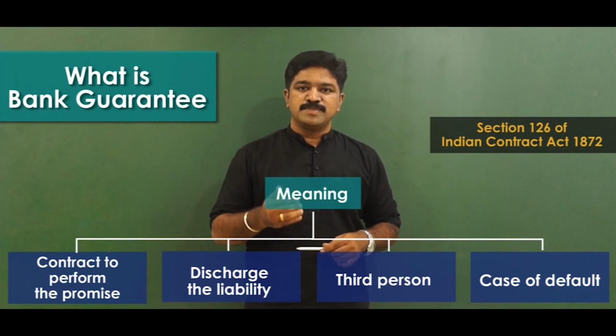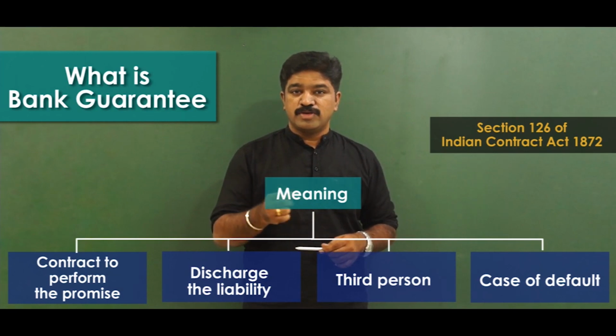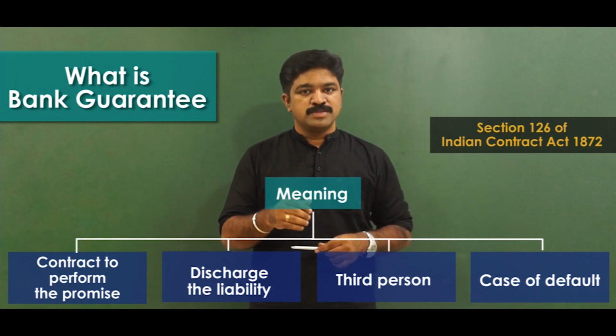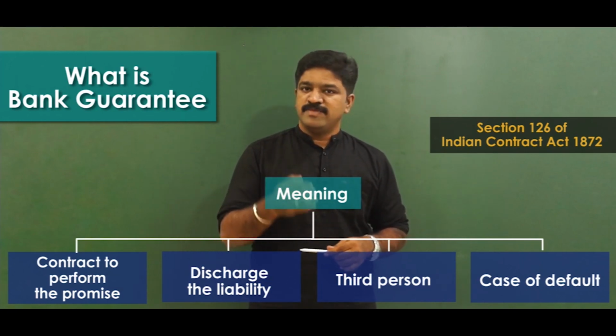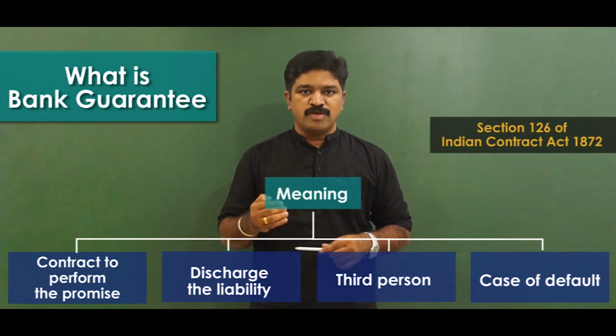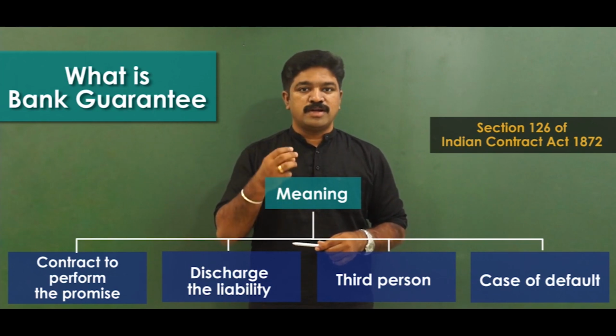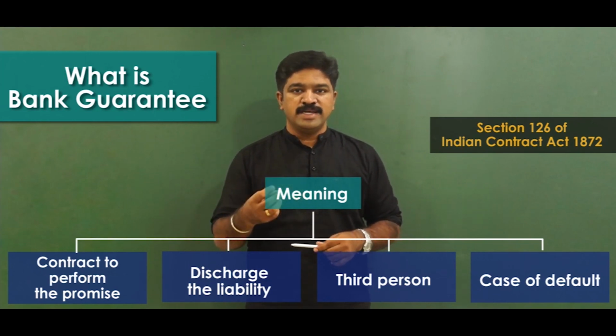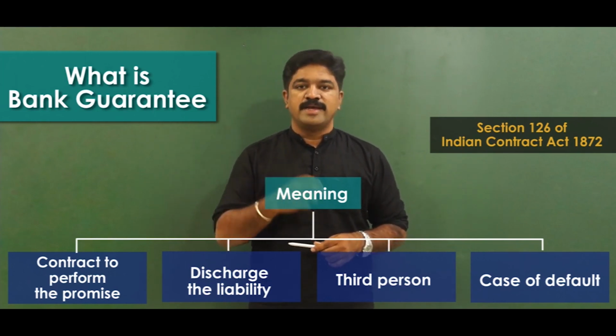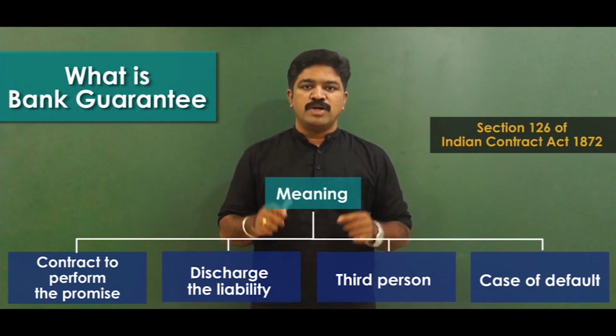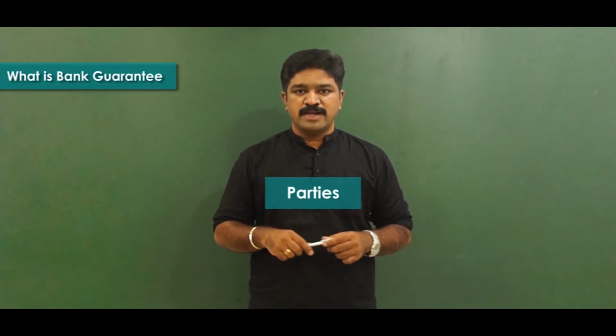So, guarantee is basically a contract where you are going to perform the promise because you have made a promise that if third party is not going to perform, then you would perform. Okay, so it's basically a contract to perform and discharge the liability of a third person in case of a default. So who are the parties involved in bank guarantee?